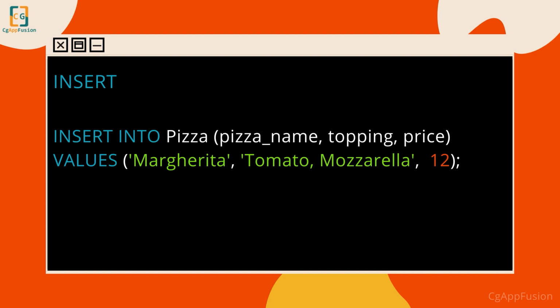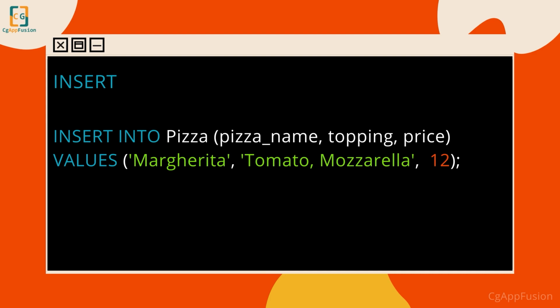We start by typing insert into, then we have to select the table name. In this case, we're going to select pizza. Then we open the parentheses. We have to provide the column names. We're going to provide pizza name, toppings, and price. Then we have to provide the values. We type values, we open the parentheses.